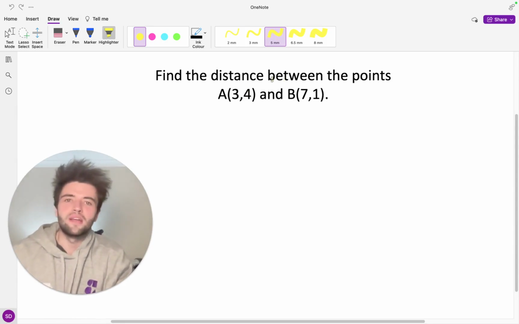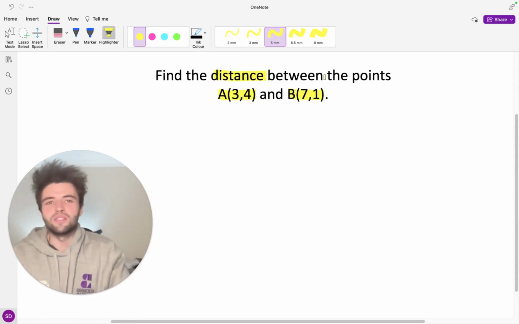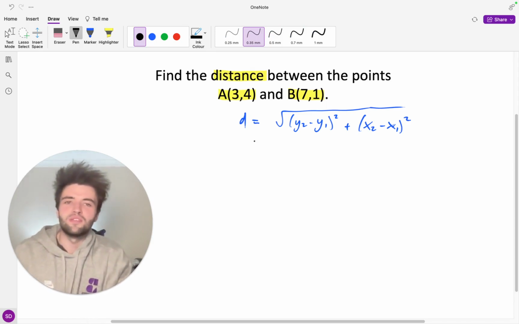Okay, so in this question, we're going to be asked to find the distance between the points A, which is going to be (3, 4), and then our second point is going to be B, which is the point (7, 1). And so to do this, we're going to need to use our distance formula, which is in the log tables, and I've just written it down here.